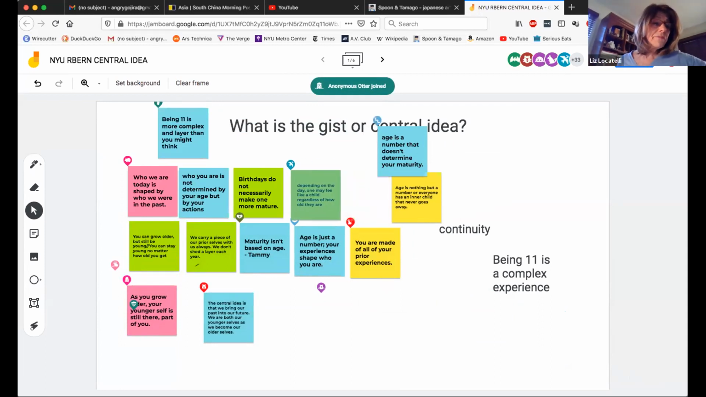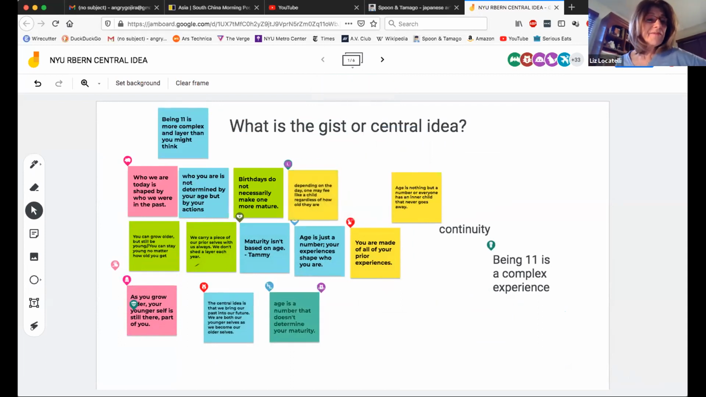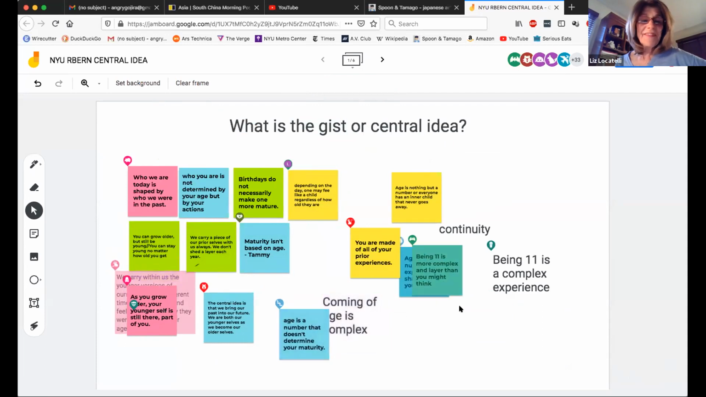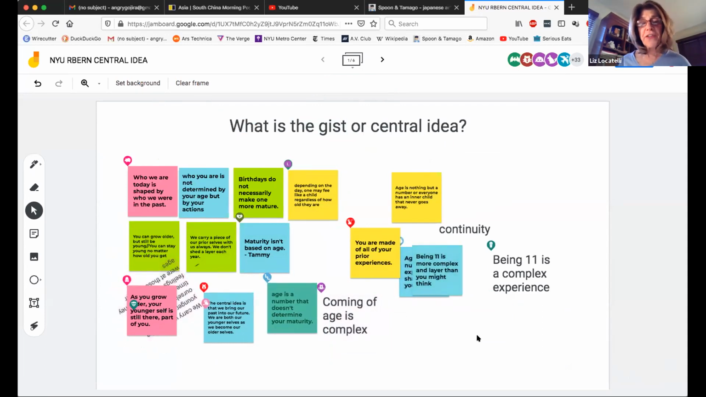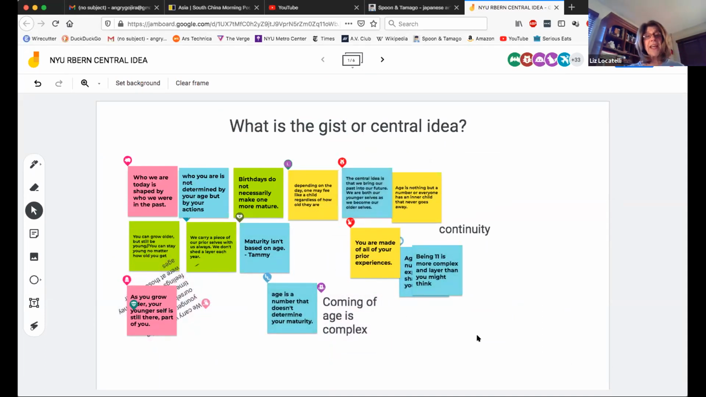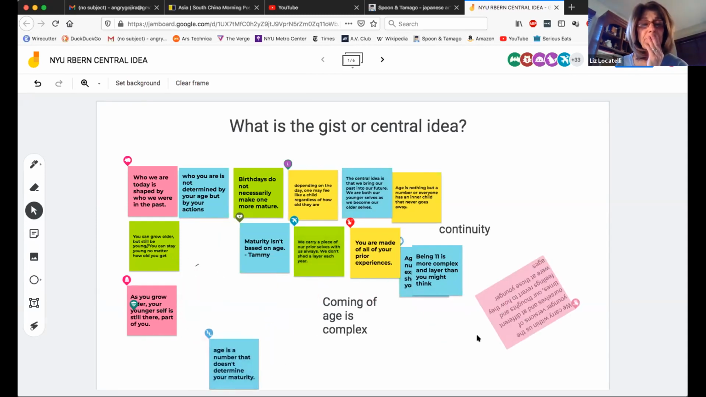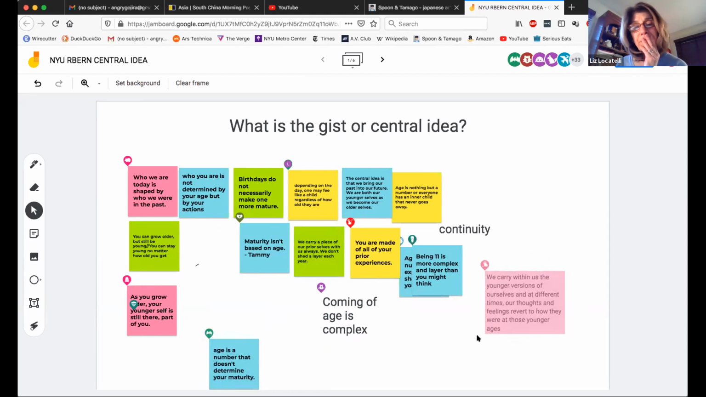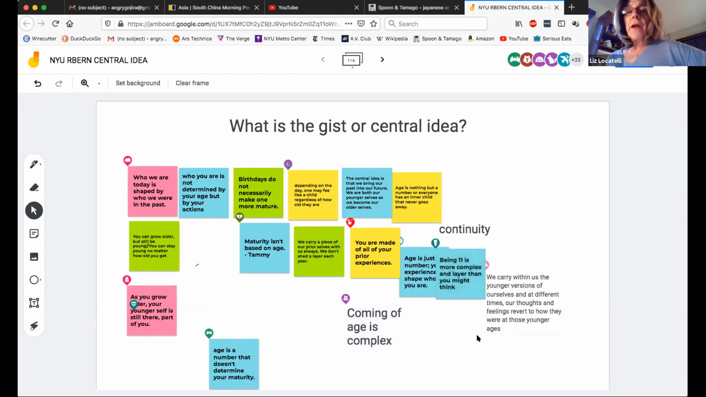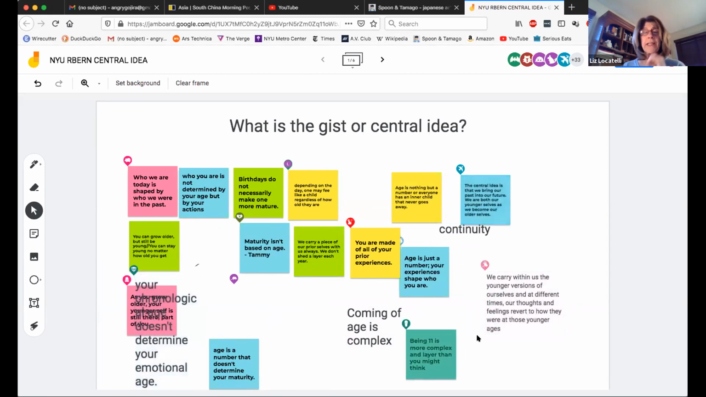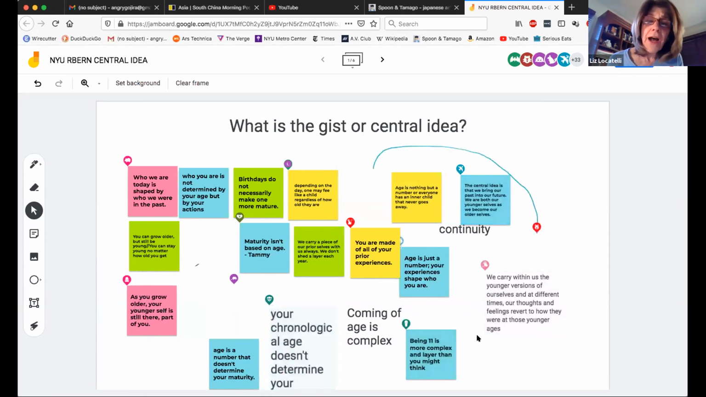So, anybody want to vote? If you see two that are pretty much the same, we could just put them together. All right, so let me ask you, what are you learning from doing this and looking at all these different comments?